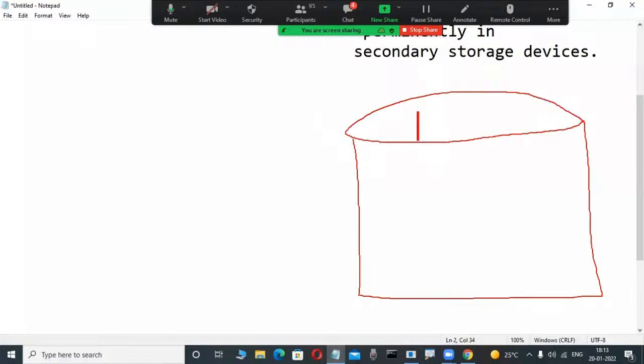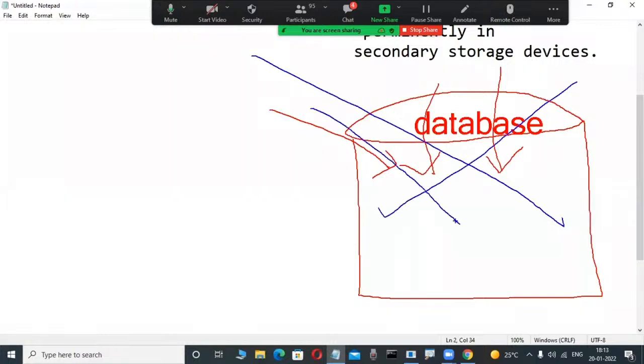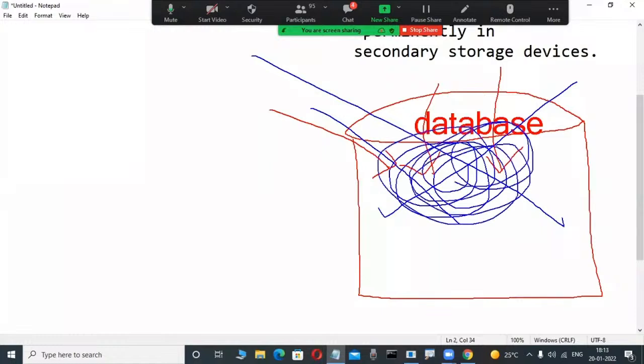So many people are thinking like that. Okay, database: in this place only we are storing data, a random collection of data, we are thinking. That is absolutely wrong. Actually, Oracle, SQL Server, DB2, Sybase, Informix, Ingres, Teradata, these types of databases are not storing a random collection of data. These databases only store a structured collection of data.